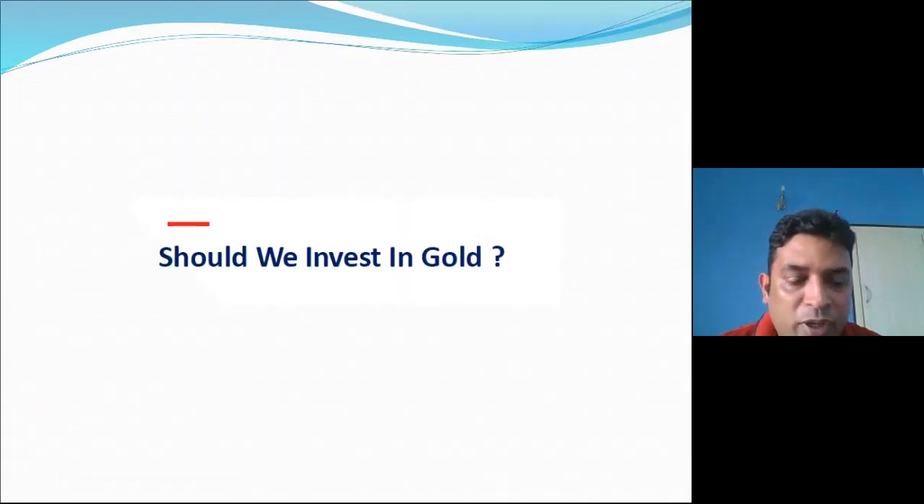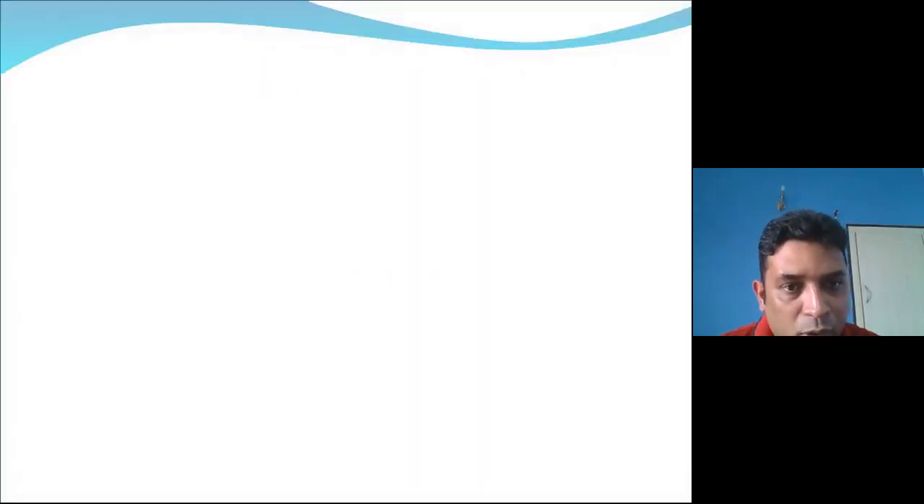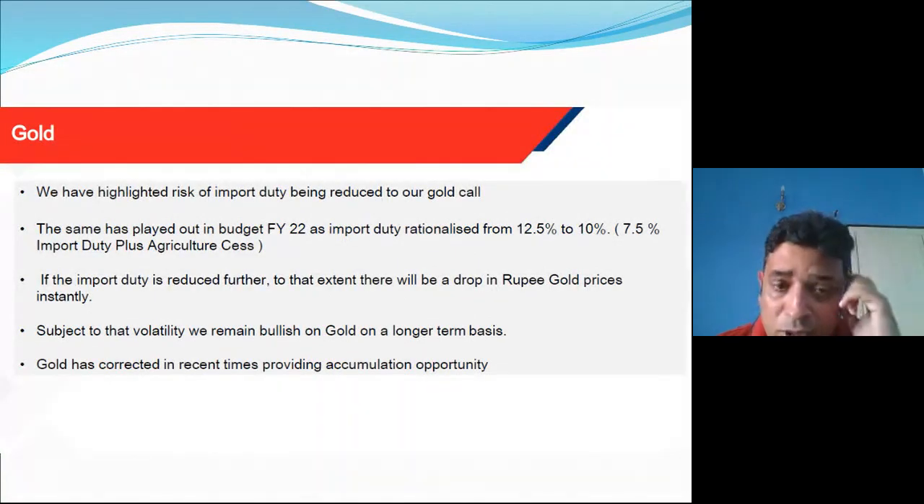Okay, now the question here is, should we invest in gold right now? Well, we have highlighted the risk of import duty being reduced on gold. The same has played out in Budget 2022, as import duty was rationalized from 12.5% to 10%. If the import duty is reduced further, there will be an instant drop in rupee gold prices. Subsequent to that volatility, we remain bullish on gold on a longer term basis. Gold has corrected in recent times, providing an accumulation opportunity.